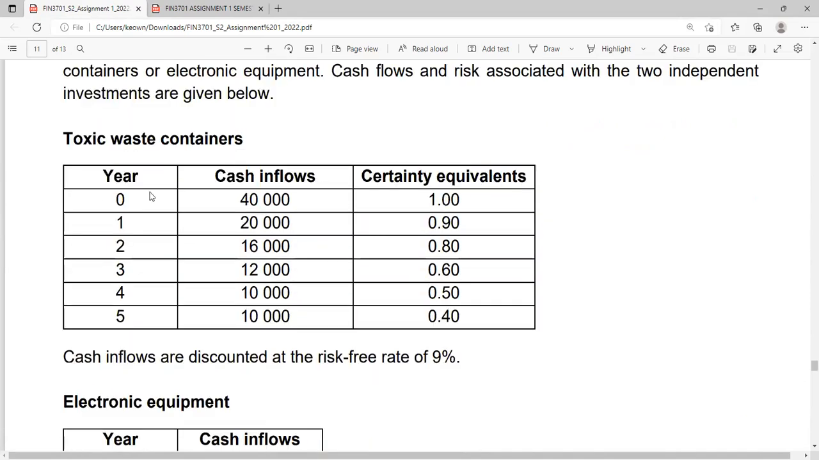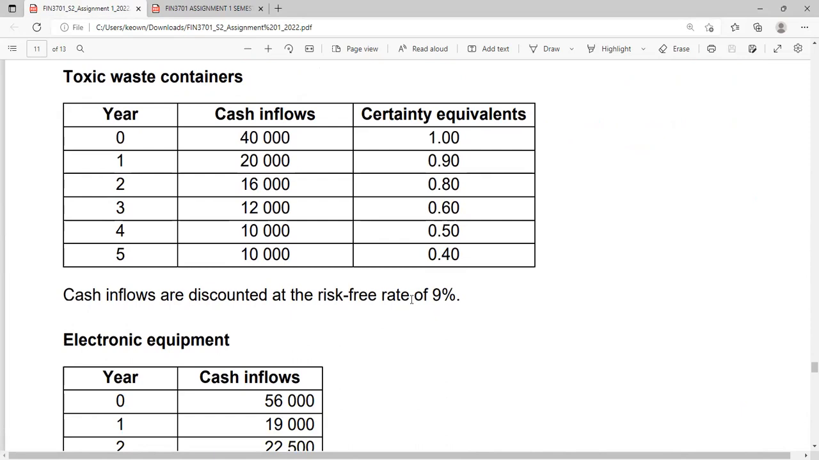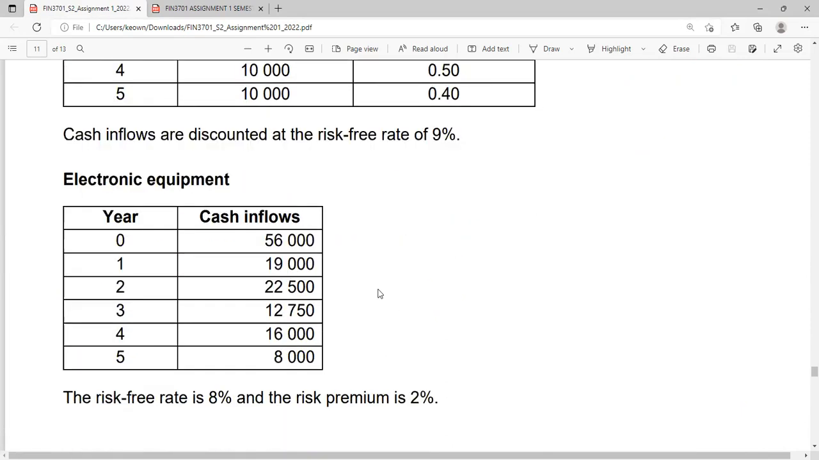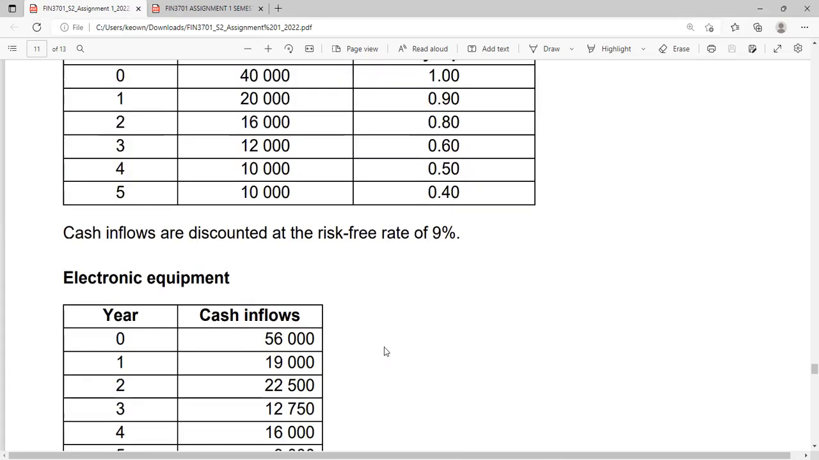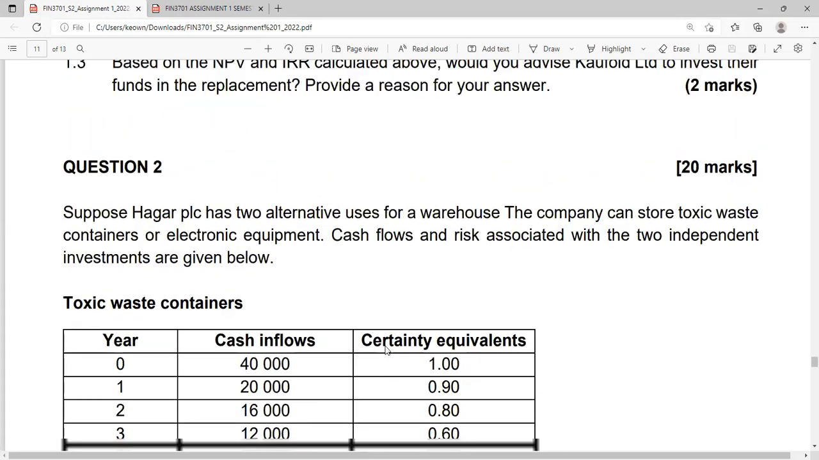And then we're told toxic waste containers is expected to give us the following cash inflows: 40, 20, 16, 12, and 10, 10. Then we're given certainty equivalence and we're given the risk-free rate of interest. Electronic equipment, we're also given the years and the cash inflows. We're given the risk-free rate as well as the risk premium. So I just want to explain some important things here.